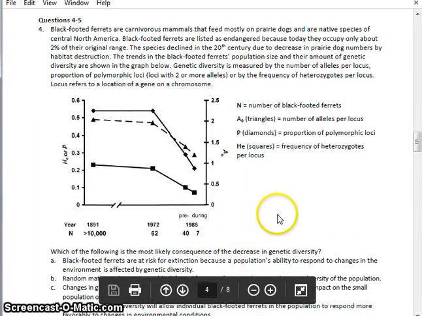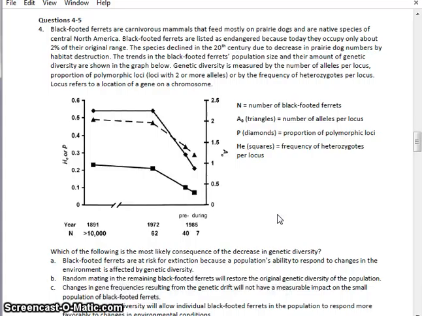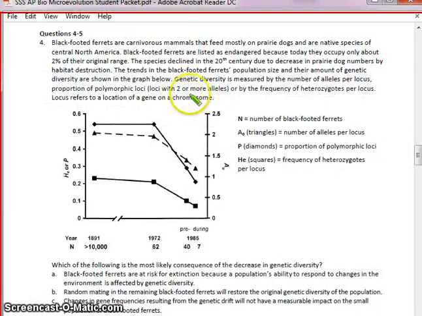All right, this one is a study about the black-footed ferrets. I'm not going to read the whole thing. I had a chance to kind of analyze the graph earlier, and here's what I want you to notice. Whenever I look at a multiple choice question, I look for keywords, and this one right here tells me genetic diversity is measured by the number of alleles per locus.